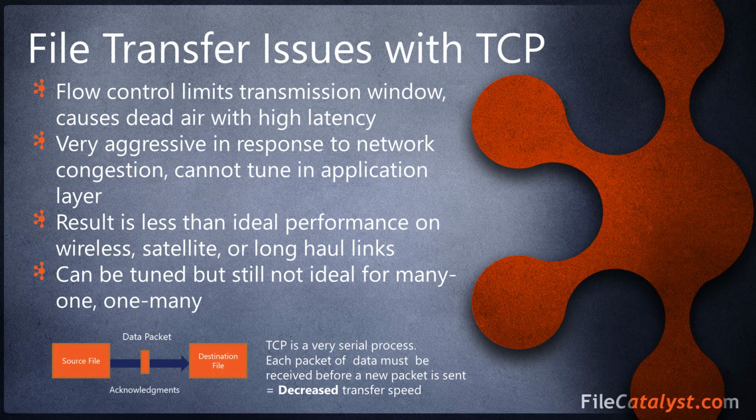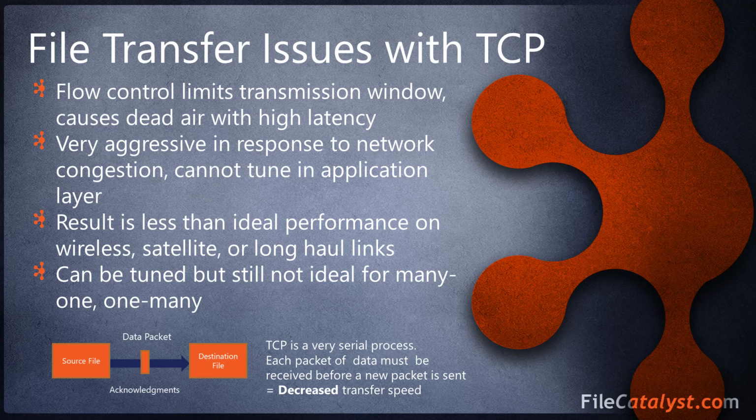Now let's take a look at some of the issues that affect the TCP protocol in terms of file transfer speeds. At the bottom of this slide, you can see an example of a TCP-based transfer in progress. The source is on the left and the destination is on the right, and the center orange square represents packets of information and acknowledgements. When you transfer a file via TCP or FTP, the entire file is broken down into many very small packets of information, and then they are sent one by one to the destination.